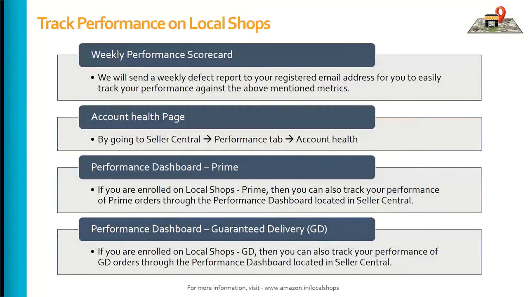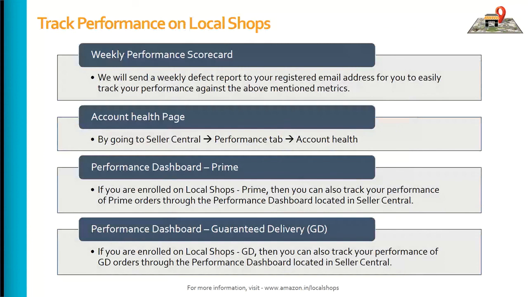Going next, like I just discussed the four important metrics of the program, you must be having a question: how do you track them? Well, we do have multiple ways where you can track your performance metrics. Firstly, there is a weekly performance scorecard. Basically, we as a business team share a weekly performance email to your registered email address, so that you can easily track your performance metrics week on week. And there are other options as well, where you can also refer to your account health page.